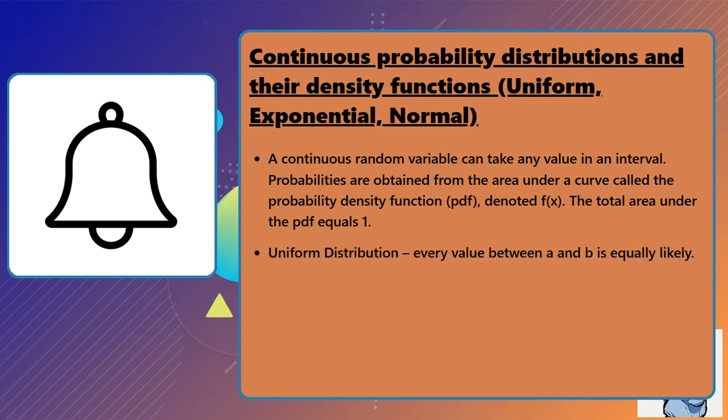Uniform distribution: every value between a and b is equally likely. f(x) = 1 / (b − a) for a ≤ x ≤ b. Mean μ = (a + b) / 2. Variance σ² = (b − a)² / 12.